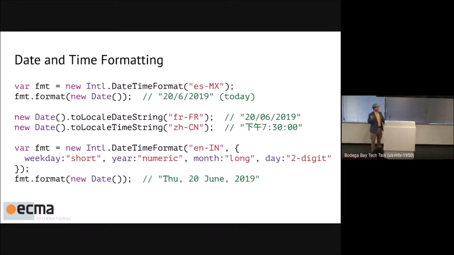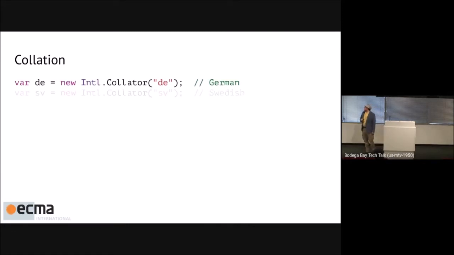Numbers and dates and times, those are two of the most popular use cases. A third one is collation. Collation means alphabetization. It means how do you put things in order? A before B before C. That's what collation means. So let me show you a little bit of an example here. I'm going to do a collator in German, and then I'm going to make another one in Swedish.